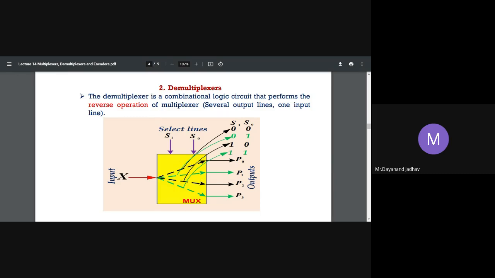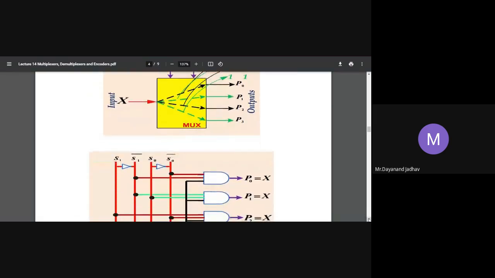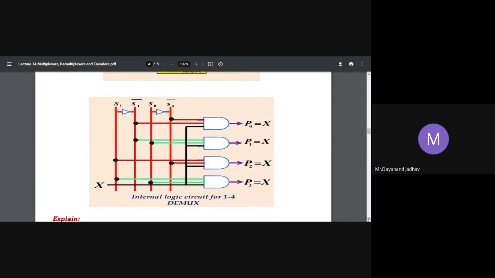The demultiplexer is the combinational circuit that performs the reverse operation of the multiplexer. Several output lines based on the select lines, 2 is to 2 which equals 4, so four outputs are there and only one input. This is to be considered for the demux. Then what about the internal logic circuit for 1 is to 4 demux?